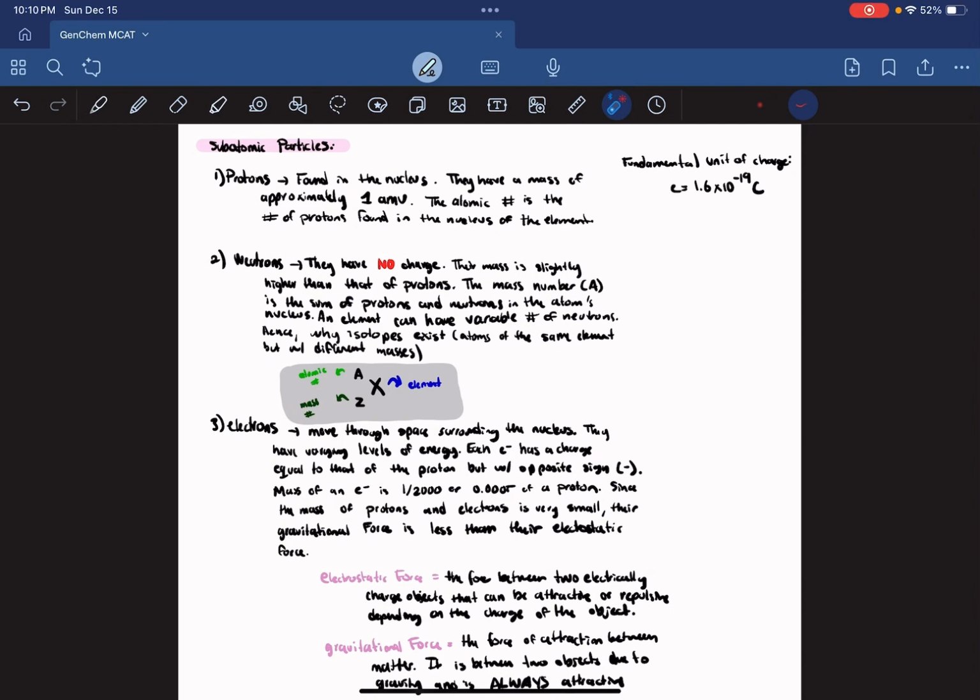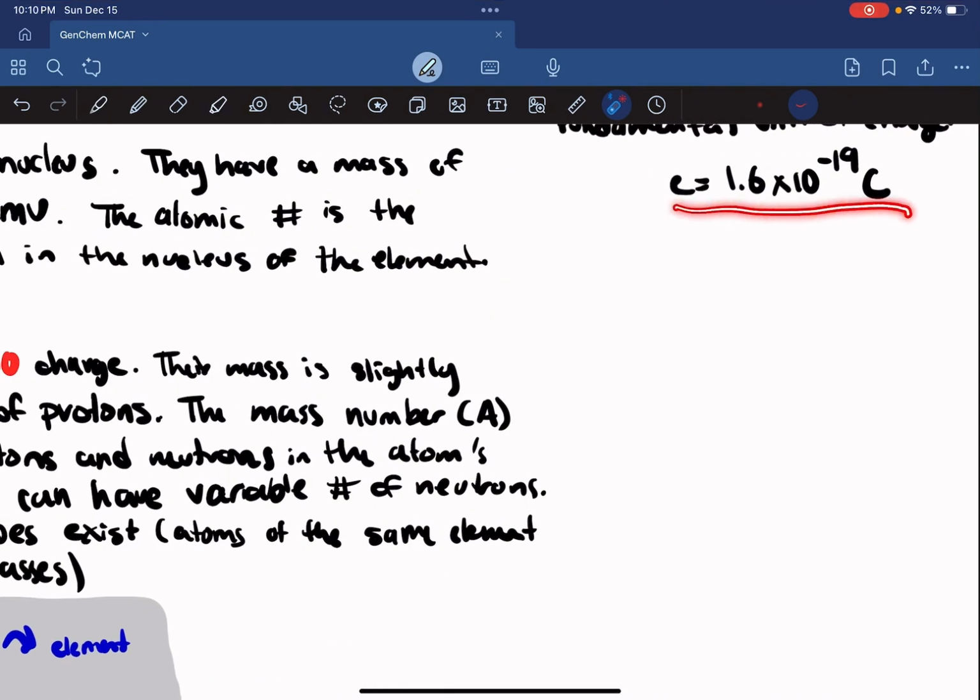The fundamental unit of charge for both protons and electrons is 1.6 times 10 to the negative 19 coulombs. This is very important because this is one of the key things used in physics to determine the electrostatic relationships between two particles.